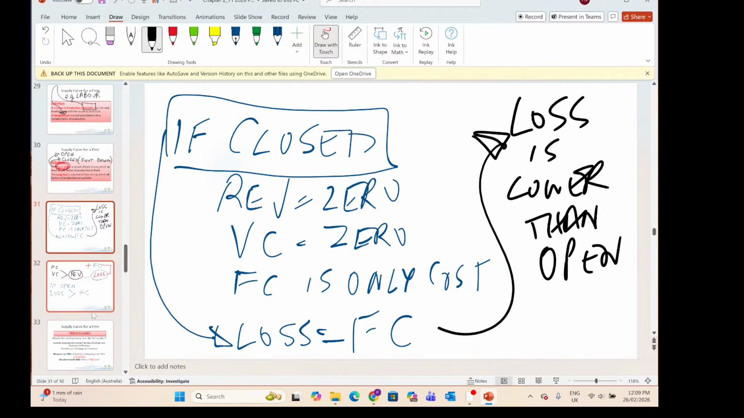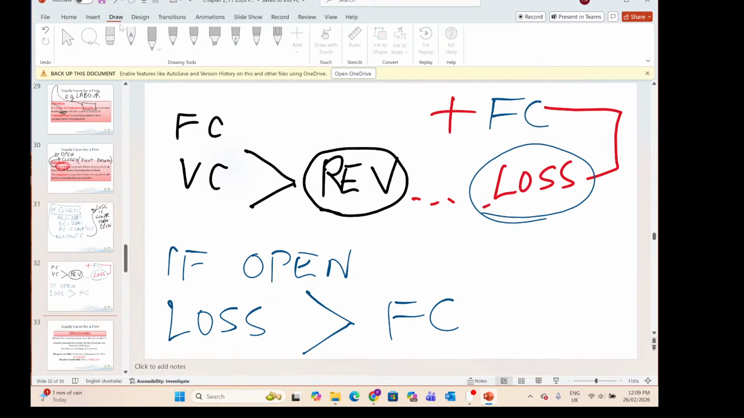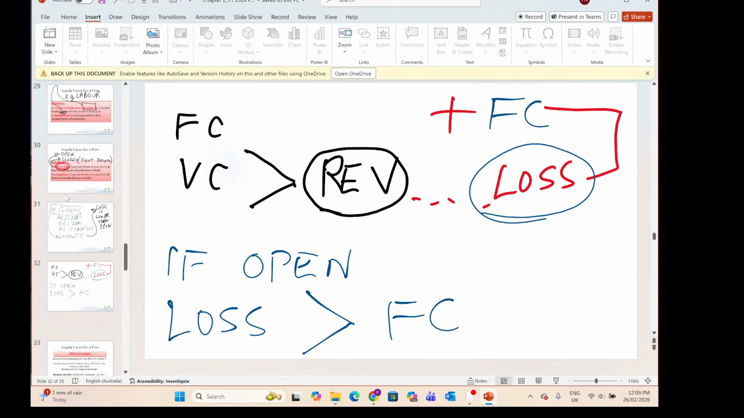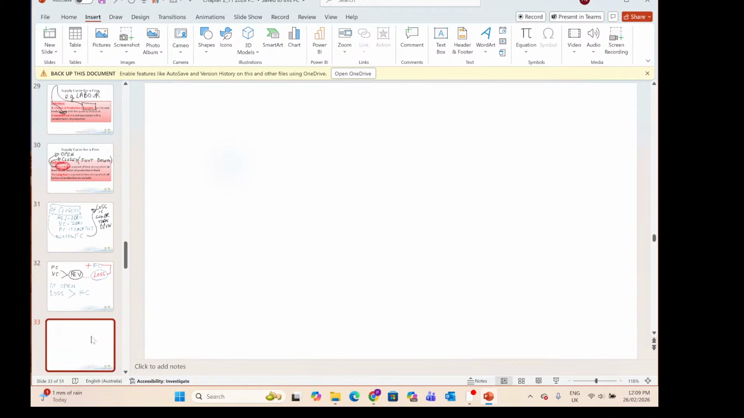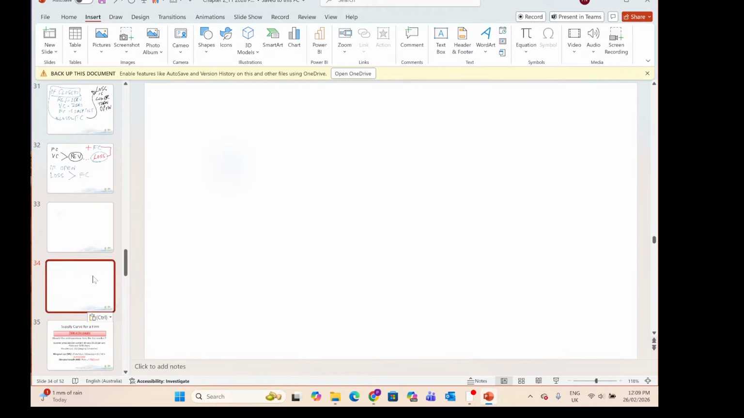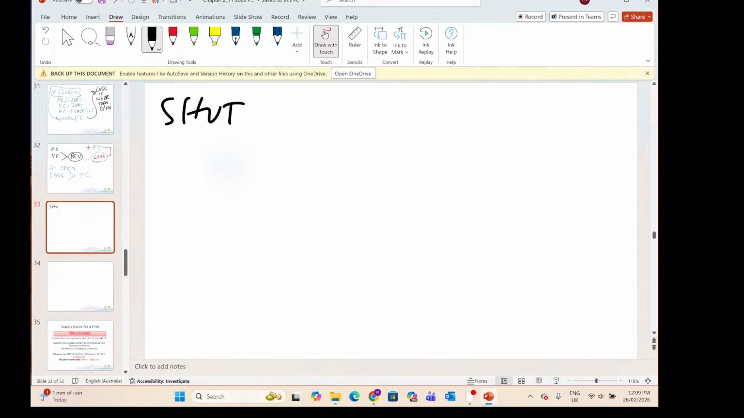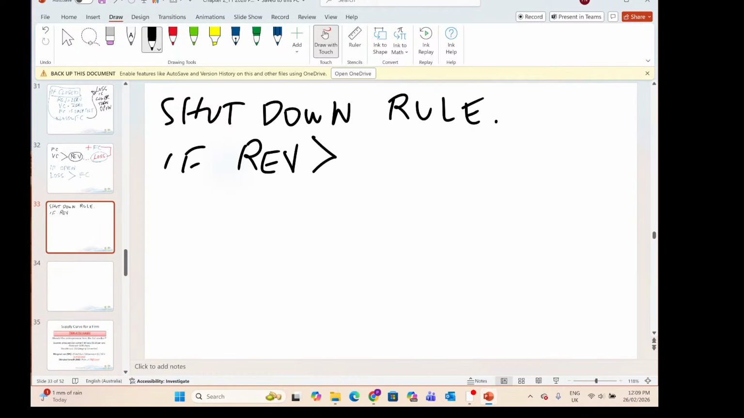So I'm going to add another couple of slides here. So now I've got my shutdown rule. So this is my shutdown rule. Firstly, if revenue is greater than or equal to the variable cost, you are open. The firm is open.